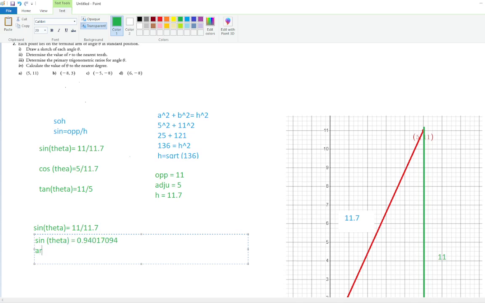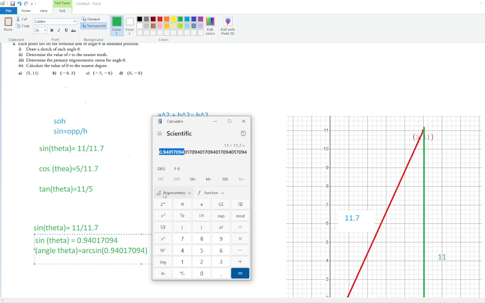To get rid of the word sine, we have to take the arcsine of both sides. Well, arcsine is the opposite of sine. It essentially cancels it out. That's when you want to get rid of the word sine, which means the angle theta is equal to the arcsine of this number. So I just take that number and press second, sine to the -1. I get that.